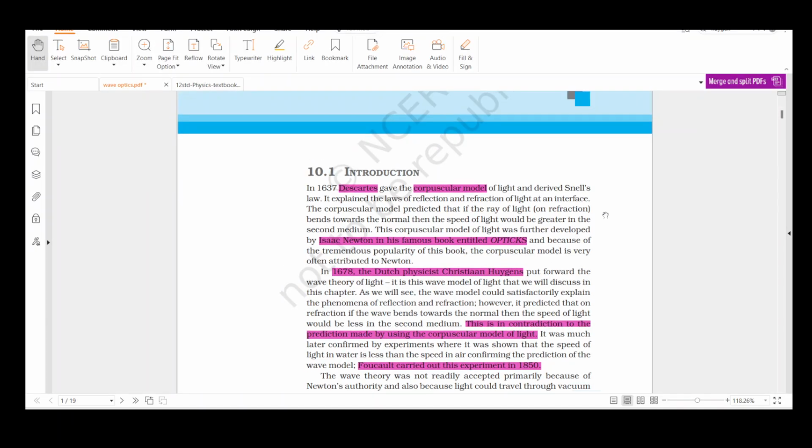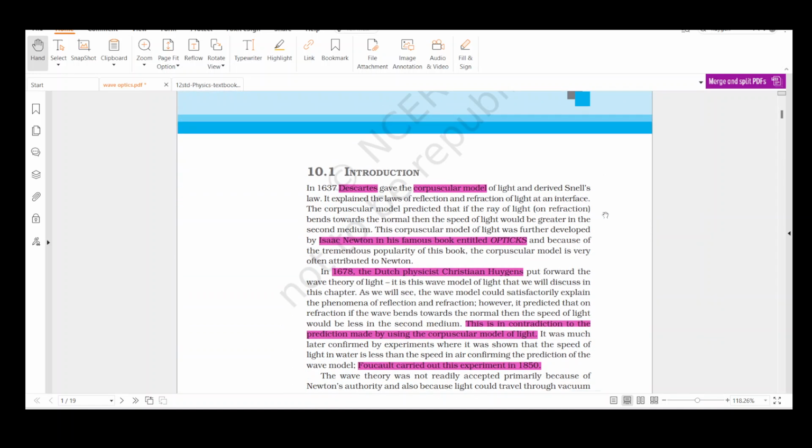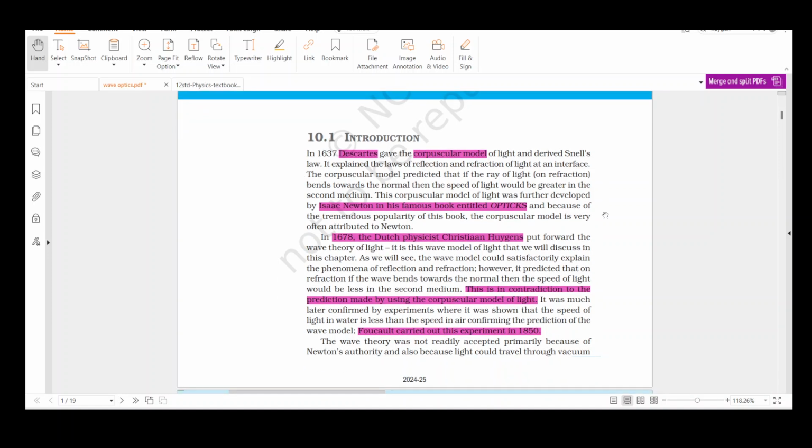So this is a new chapter called Wave Optics, which is the second chapter in the field of optics. In the introduction part, we discuss a few things like the theories put forward by different scientists in the past. We are going to throw some light on the theories of Descartes, Newton, Huygens, Thomas Young, and other contributions made by scientists like Foucault, etc. We are going to discuss a few introductory parts to light.